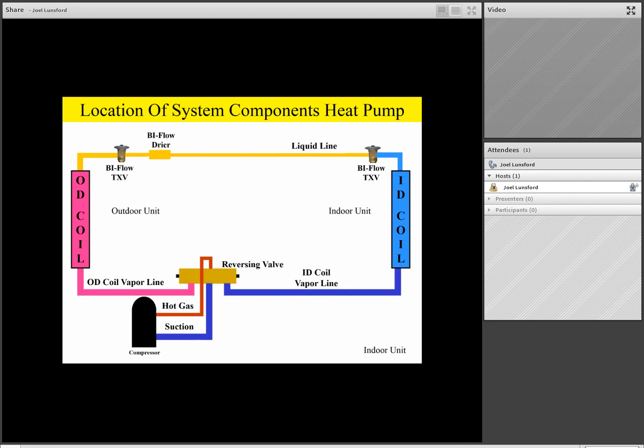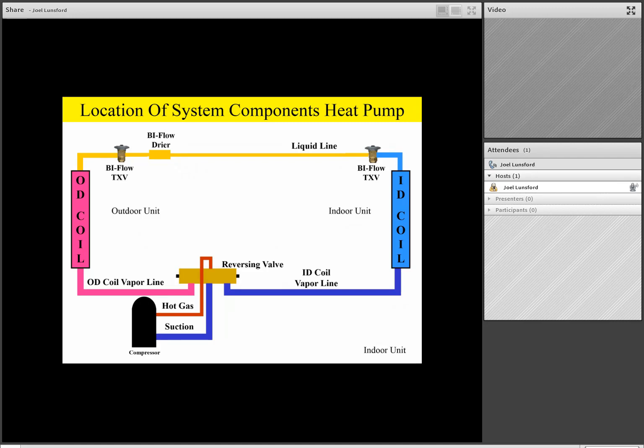Now let's look at some of the location of system components on a heat pump. So starting out at the compressor again, we see we have a hot gas line going to a single line on top of the reversing valve. In the cooling mode of operation, that hot gas is diverted to the outdoor coil, where that hot gas is condensed into a liquid, and then it goes up and through a bi-flow TXV.